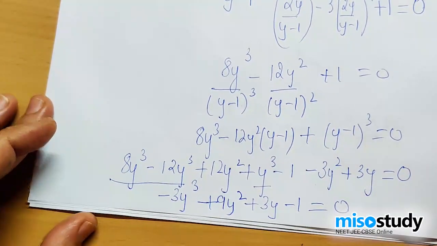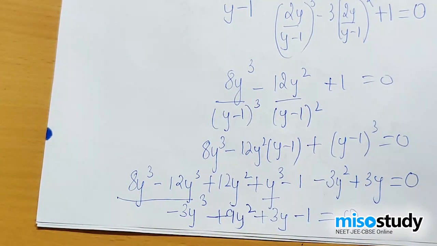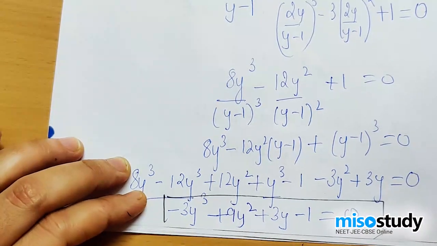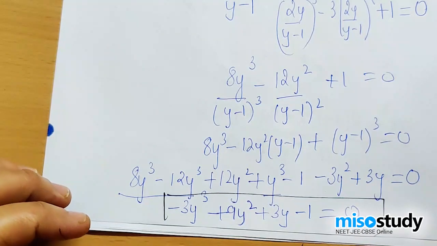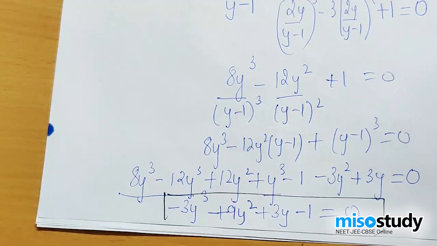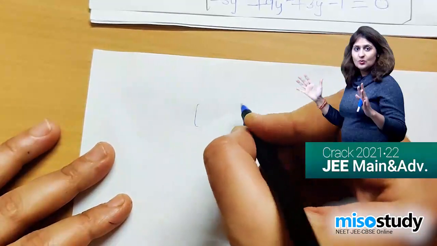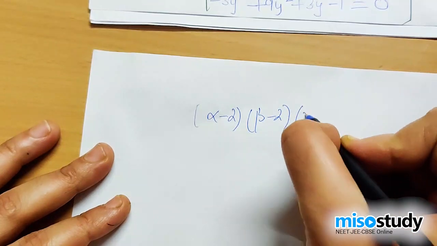The cubic equation having roots as alpha upon alpha minus 2, beta upon beta minus 2 and gamma upon gamma minus 2 is this. Now, what do they want us to do? They want us to find out the value of alpha minus 2, beta minus 2 and gamma minus 2.